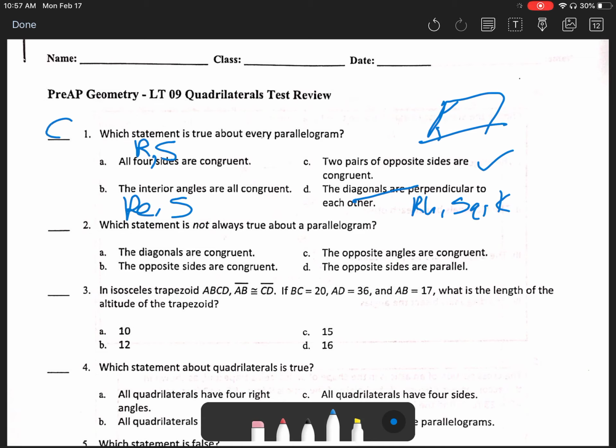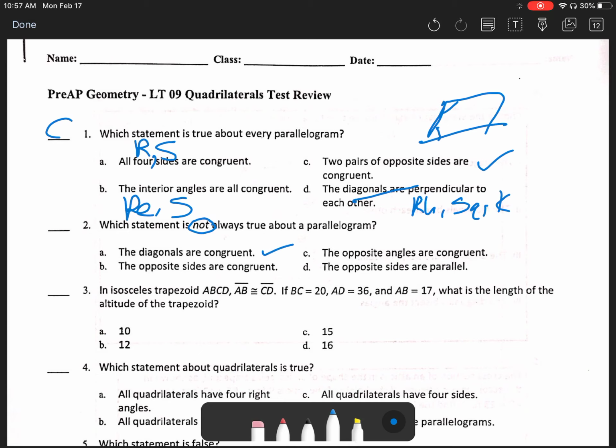Which statement is not always true about a parallelogram? So we're looking at "not." So just be careful about that on the test. Diagonals are congruent. That is not always true.